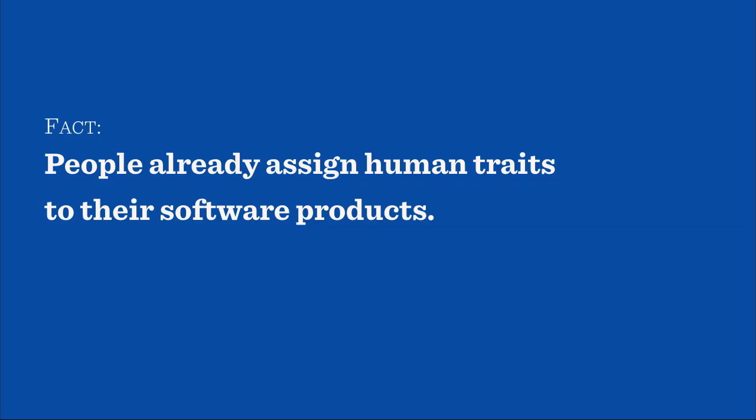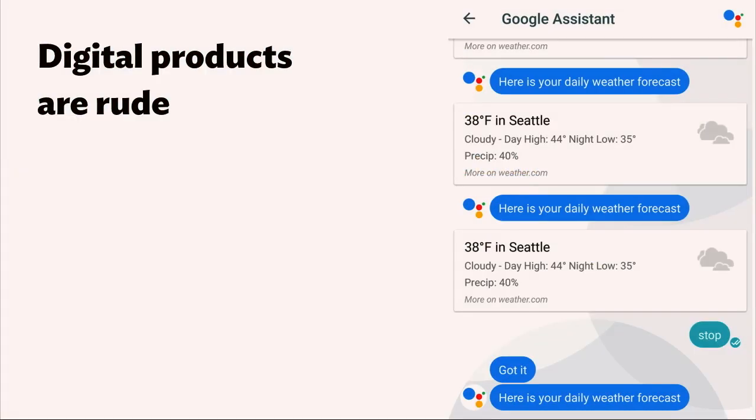And a lot of companies don't understand this, right? Like in this example here, a lot of digital products are rude. They're just flat out, if these were real people, you'd be like, you're rude. Like in this example here, Google Assistant keeps sending this person the weather forecast. And after they say stop, Google Assistant is like, got it. Here is your daily weather forecast. Sends it to him again.